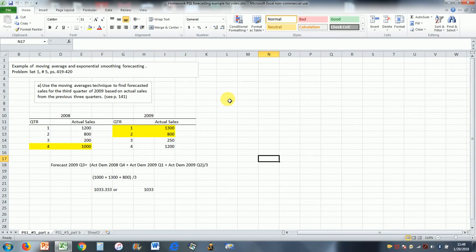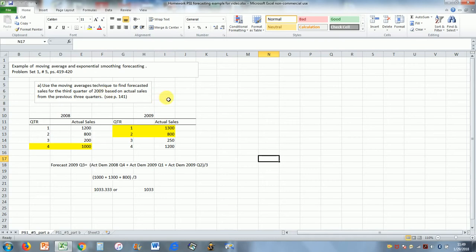Well, the requirement says use moving averages technique to find forecasted sales for the third quarter of 2009 based on actual sales from the previous 3 quarters. Moving average is one of the more simpler ways to do quantitative forecasts. When I say quantitative, it means basically using numbers and algorithms and other type of formulas in order to forecast something, anticipation of something in the future. In this case, it's sales for the third quarter of 2009.